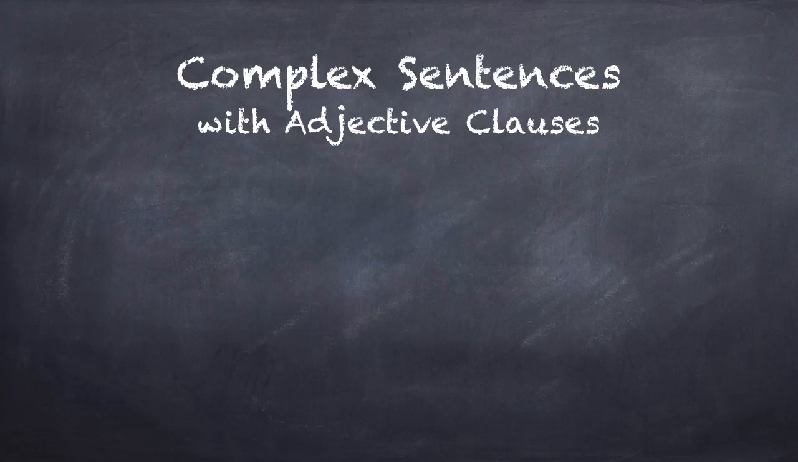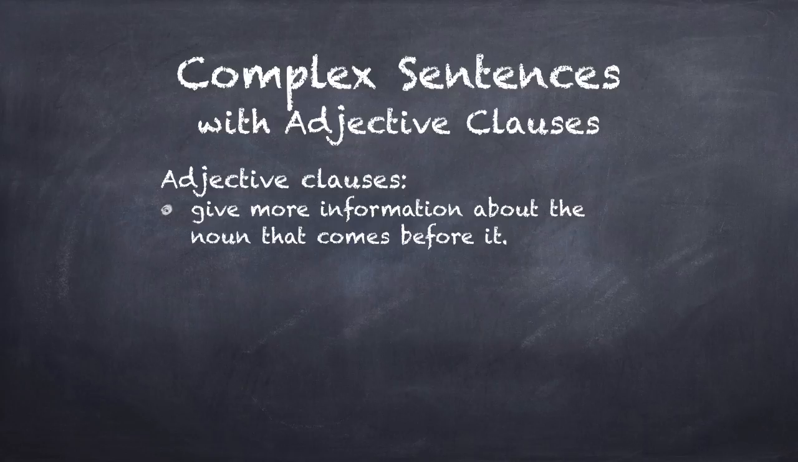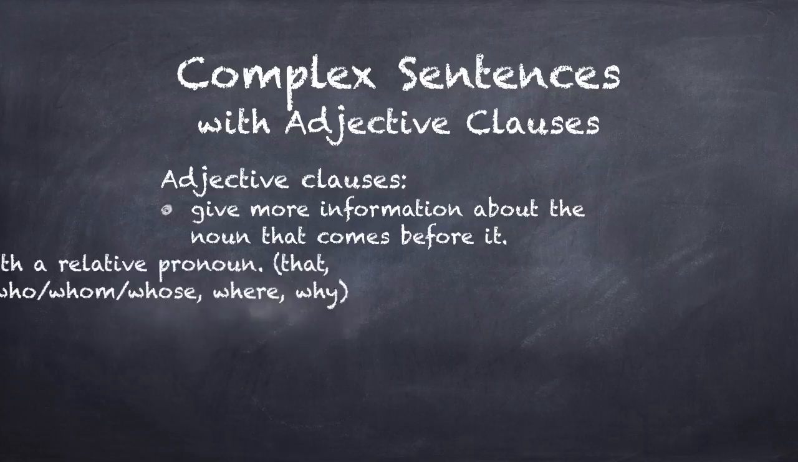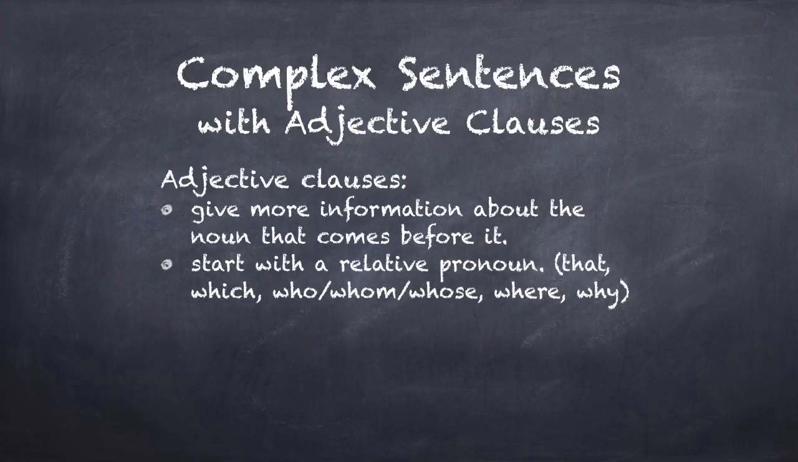Let's look at what an adjective clause is. An adjective clause is a group of words that give us more information about whatever noun comes before it. It further defines that noun just as any adjective would. Adjective clauses start with a relative pronoun. Relative pronouns include the words that, which, who, whom, whose, where, and why.